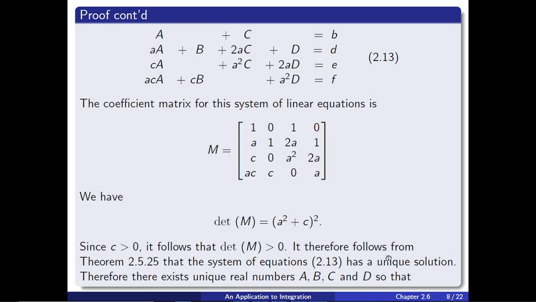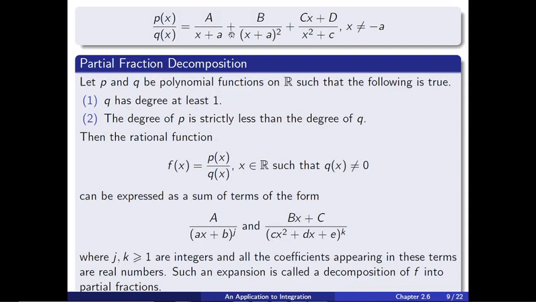So it therefore follows from theorem 2.5.25 that the system of linear equations in 2.13 has a unique solution. If it has a unique solution, it means that there exist unique real numbers a, b, c, and d so that this happens, right? And so therefore that's what we wanted to prove.